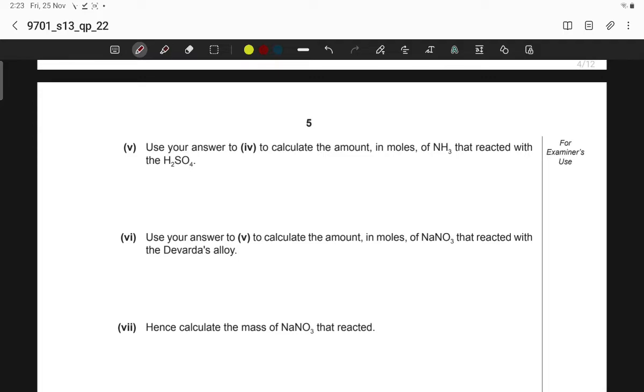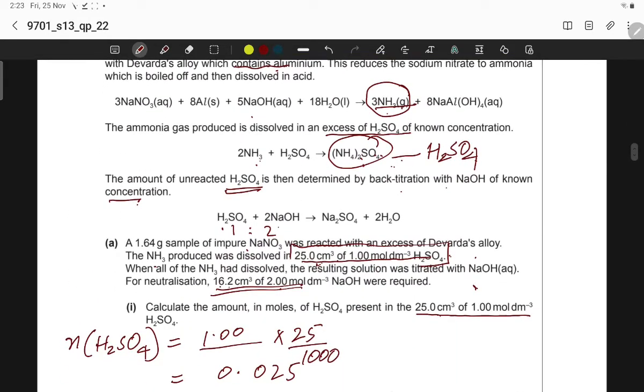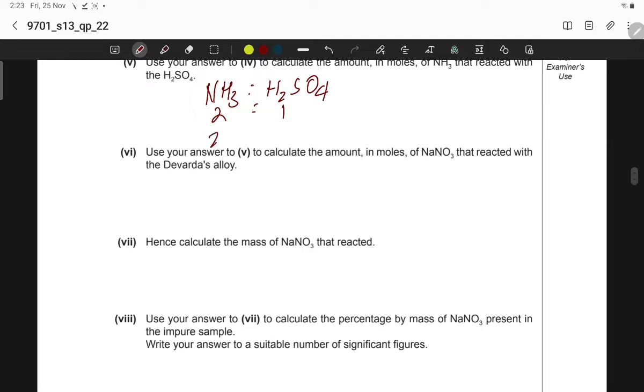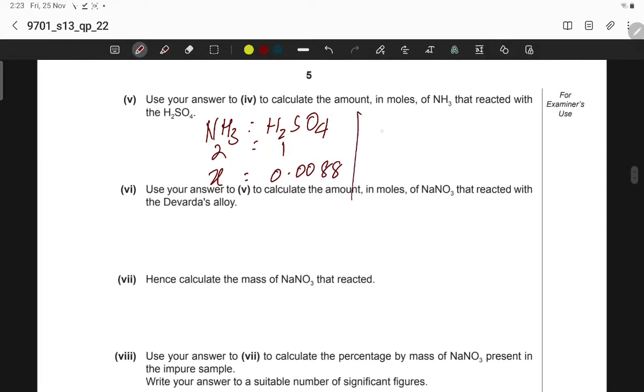Now by using the mole ratio of ammonia and sulfuric acid, H2SO4, it is 2:1. From the equation we know that 2 moles of ammonia react with sulfuric acid to form ammonium sulfate. So 2:1, x is equal to 0.0088. The moles of ammonia are equal to 0.0176.